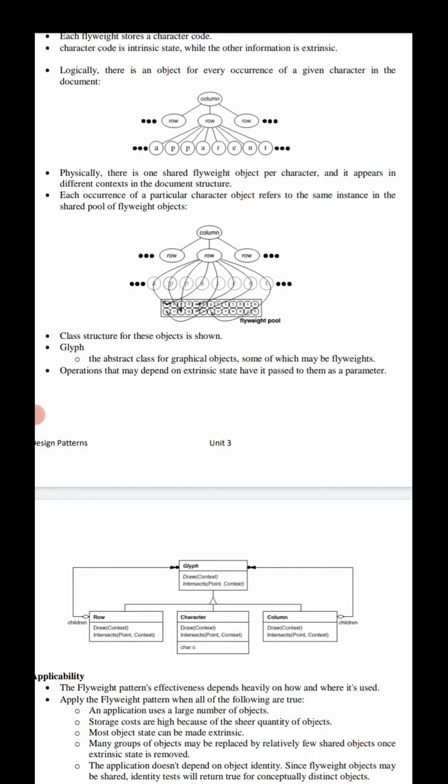Okay, here look at the diagram, all of you. This diagram shows you, for example, draw and intersect must know which context the glyph is in before they can do their job.